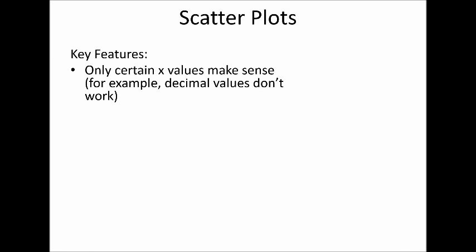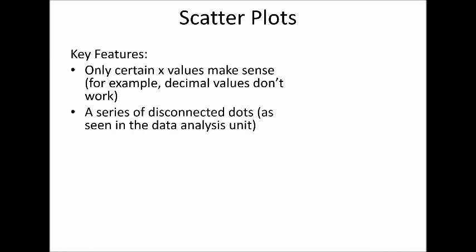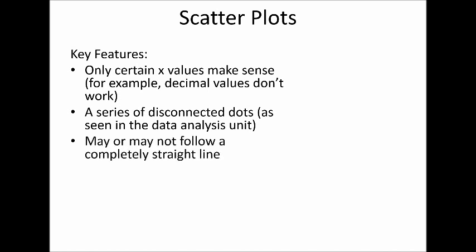This relates to discrete and continuous data. So if only certain values make sense, not every value, is that discrete or is that continuous? The correct answer is it's discrete. Scatter plot also is a series of disconnected points, and it may or may not follow a completely straight line. So it might look a little something like that.